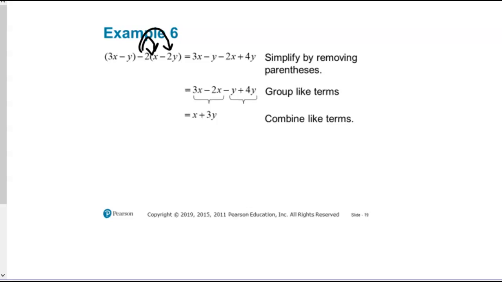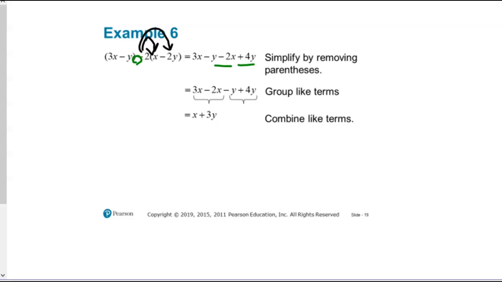When you do, make sure that you are remembering that this has an operation, excuse me, of a negative in front of it. That's really negative 2x when you multiply that out. And negative 2 times negative 2y is a positive 4y, because a negative times a negative is a positive.